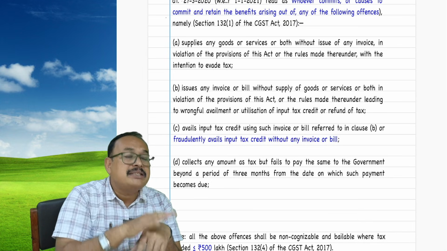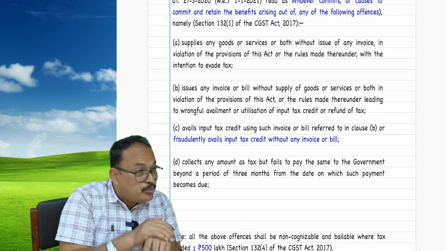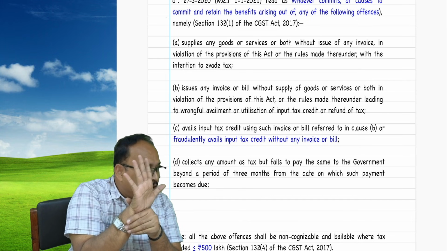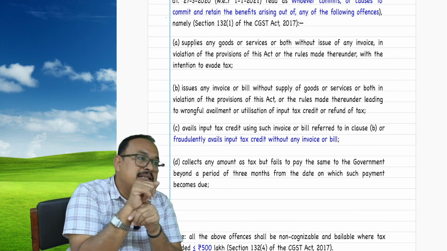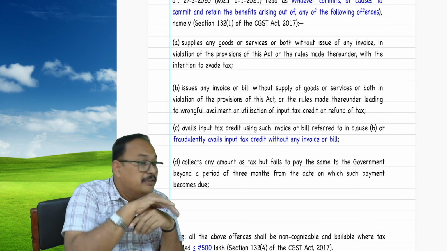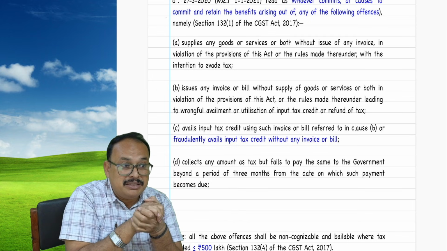In all these cases, where the offence exceeds 500 lakhs, namely 5 crores of tax involved, total GST tax more than 5 crores, then those offences are cognizable and non-bailable. The accused person cannot get bail. If the offence is proved, the maximum imprisonment is 5 years. Is it clear, my dear friends?